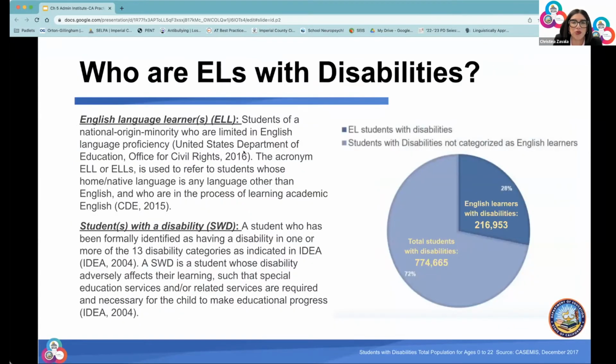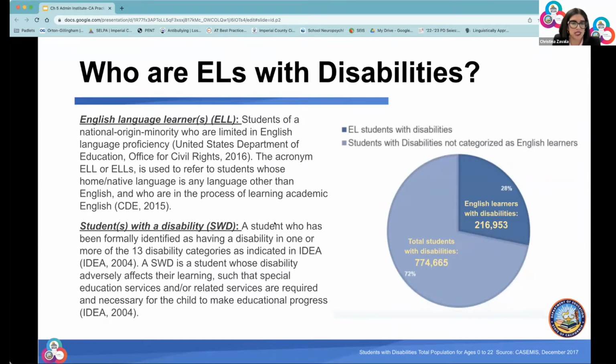And just a quick review of why we are here today. We are focusing on English learners with disabilities. Who are our English learners? Our English learners are students whose native or home language is any language other than English, and they are currently in our public school system in the process of learning academic English.